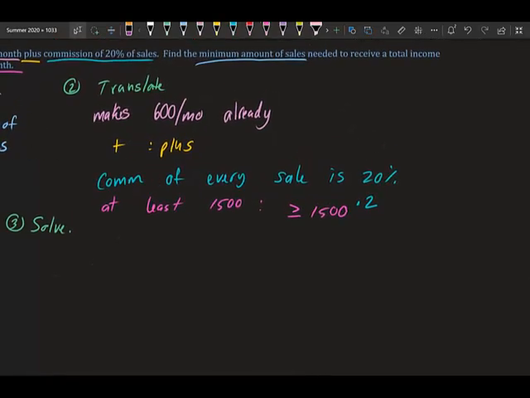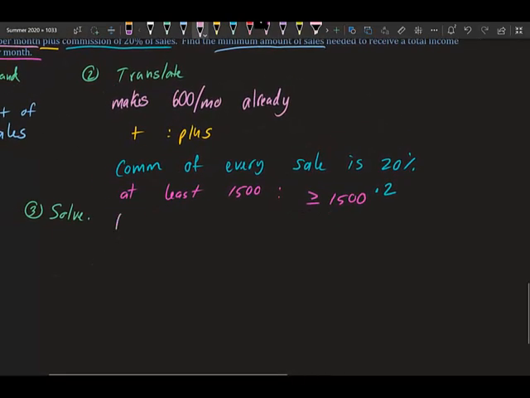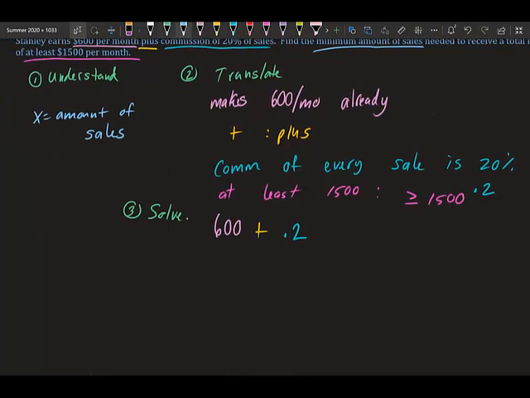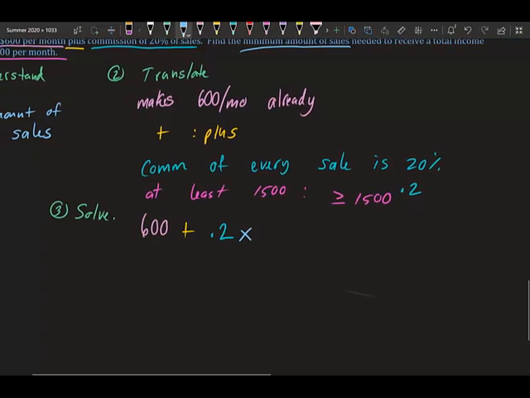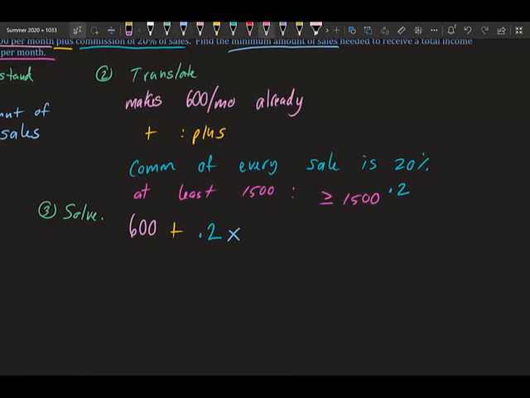So he already makes $600 a month. So it's 600 plus the commission of every sale. So every sale is 0.2. We don't know how many sales he's making. That's where our x goes. And whatever he sells, we need to make sure it's greater than or equal to $1,500.